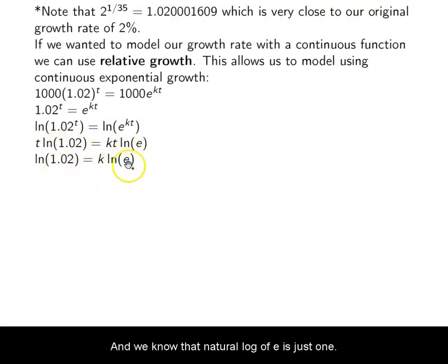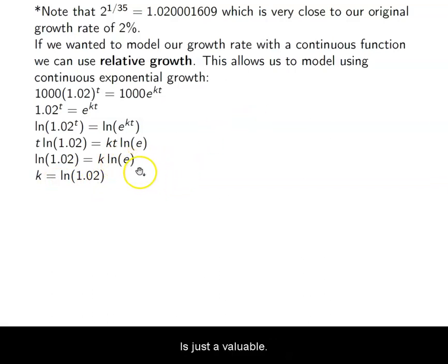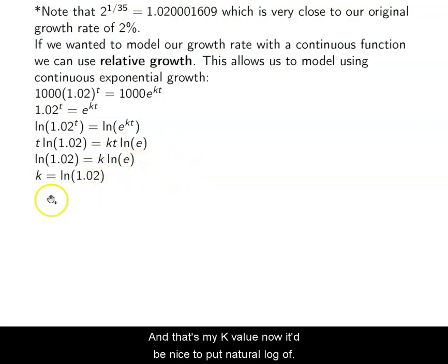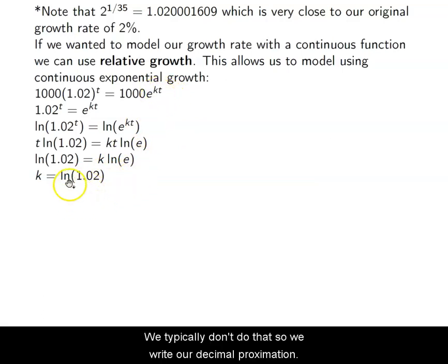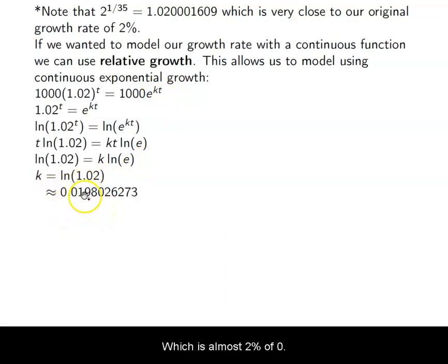Okay. And we know that natural log of e is just 1. So my value of k is natural log of 1.02, because natural log of e, again, is just a value of 1. Right? Log base e with an input of e means e to the 1 is just e. So natural log of e cancels out. And that's my k value. Now, it'd be nice to put natural log of 1.02 as an exact value here, but we typically don't do that. So we write our decimal approximation, which is almost 2%, right?